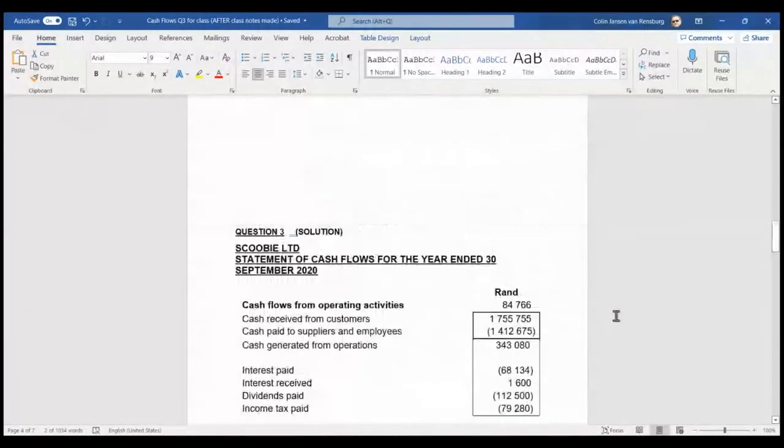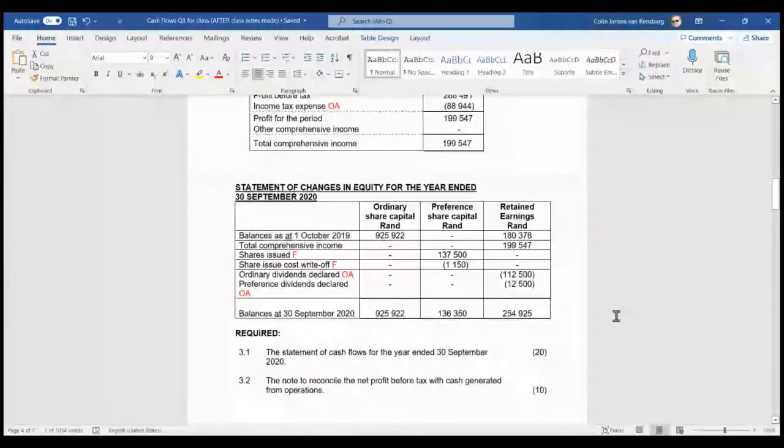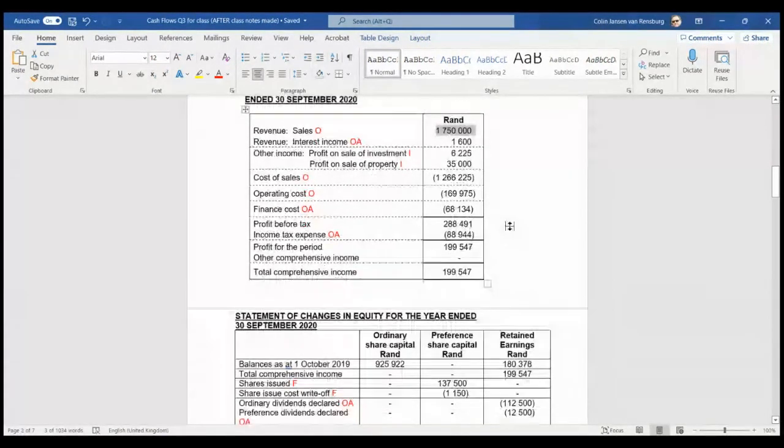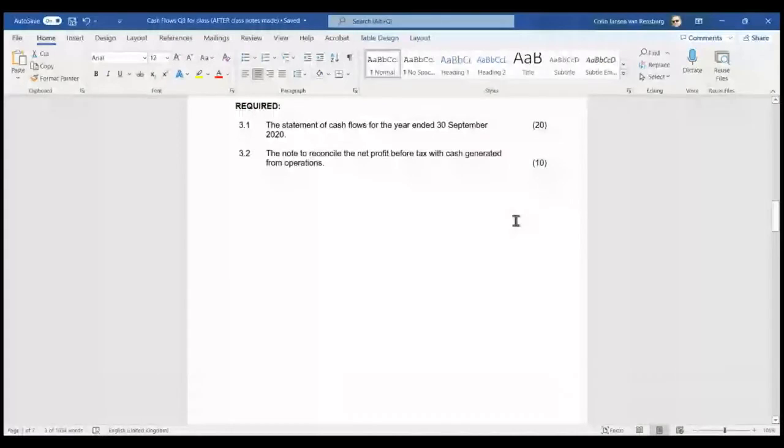So let us go and have a look at our statement of comprehensive income. There we go. They haven't got a revenue note. They've got both kinds of revenue disclosed on the face of the statement. We're not interested in interest income because that is not part of operations. We're only interested in sales. So our sales for the year amounted to 1,750,000 rands, ladies and gents. We transfer that over to our reconstruction of that debtors account.